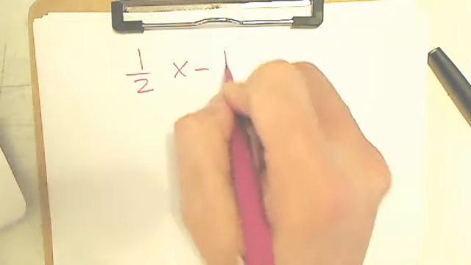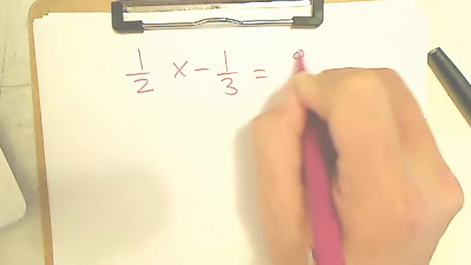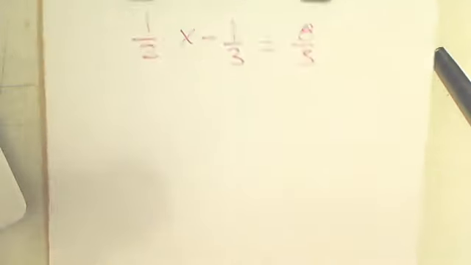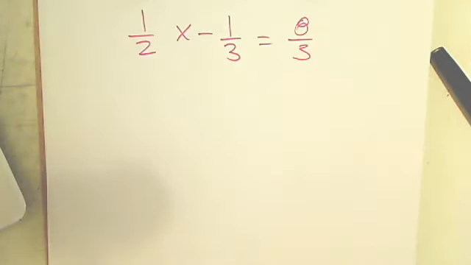Let me give you this one. This one, first period, well, you'll see right away. Work this one out: 1/2 x minus 1/3 equals 8/3. Don't be fooled by the very last step.